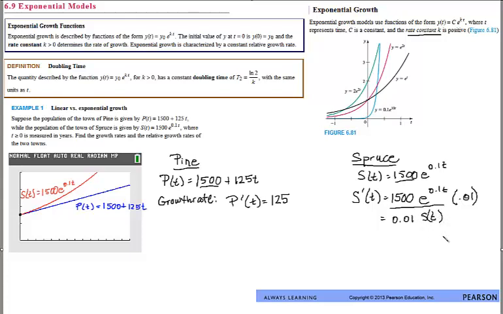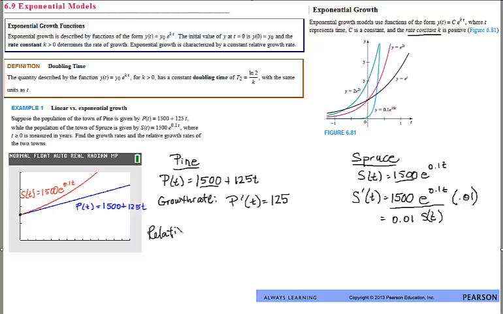And what this means is that its growth is proportional to the population. So every year this population is going to increase based on what it was that year.